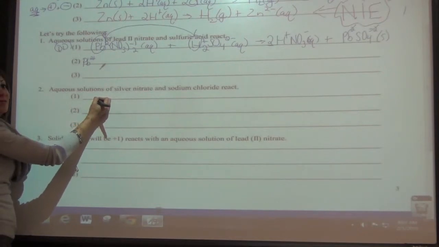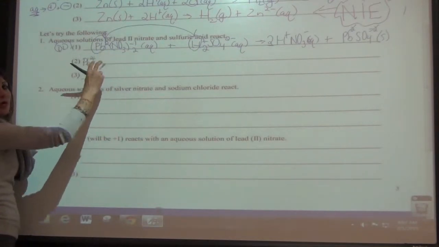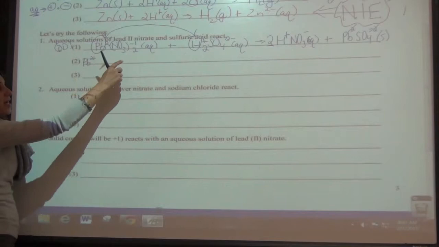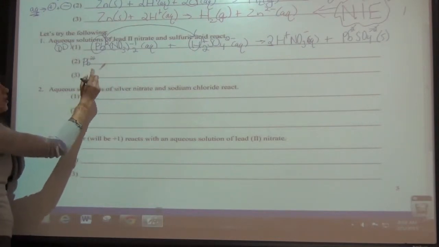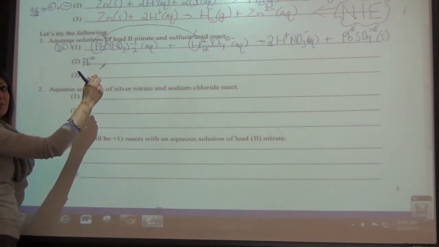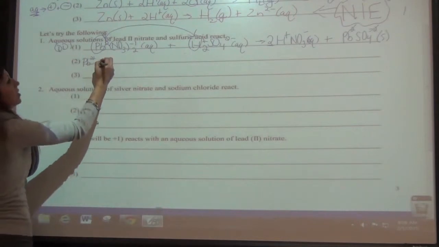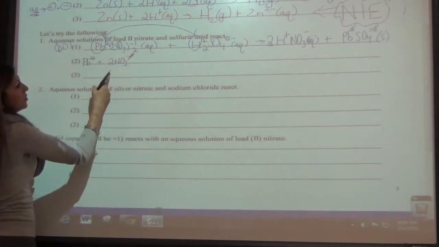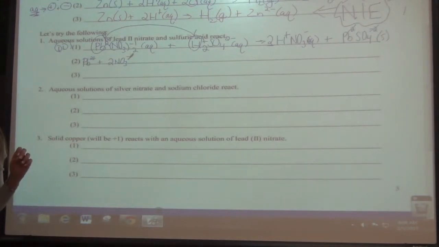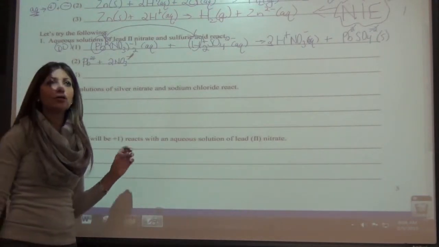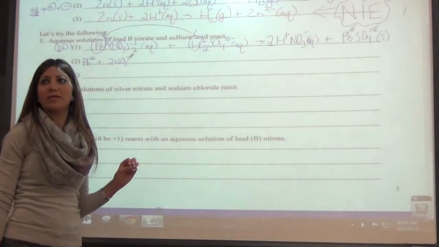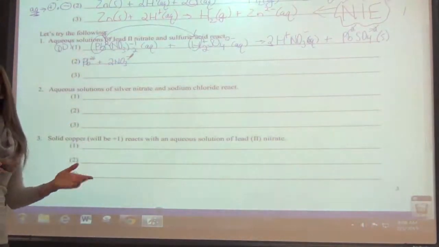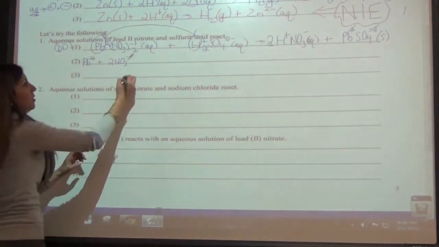How many NO3s? 2. Do I write it in for the 2 in front or the 2 at the end? 2 at the front. In front. Good, because they're no longer what? Bonded. They're no longer together. So I'm going to write Pb 2+ plus 2 NO3-. Notice that I didn't write the AQ in. As long as you write it as an ion, you do not need to write the AQ in. It's assumed that if it's an ion, it was aqueous in solution.